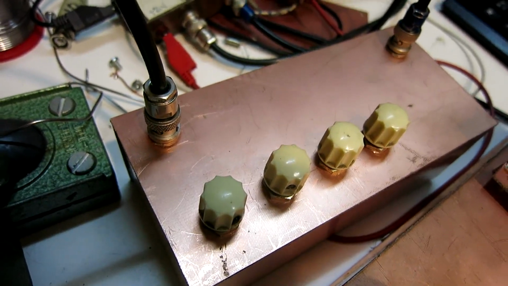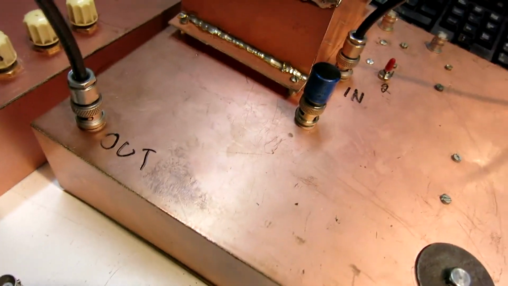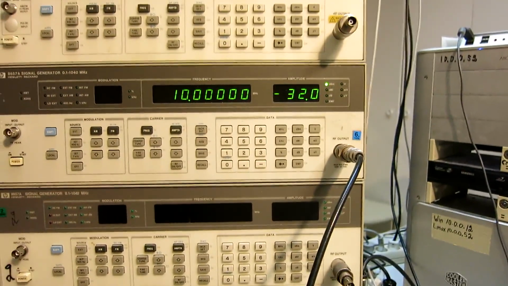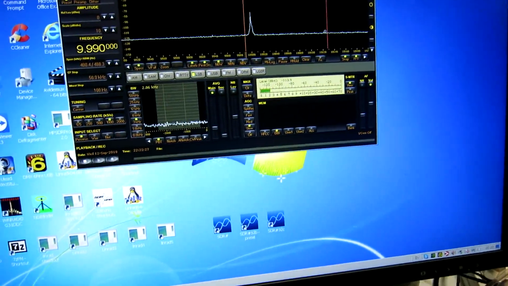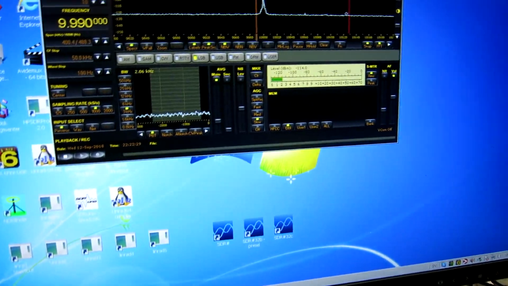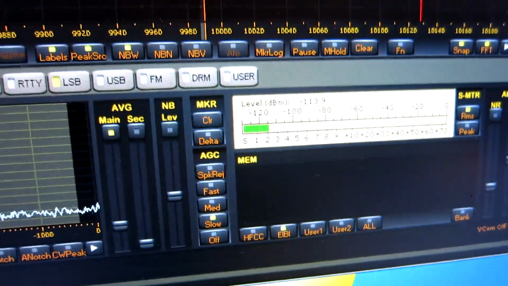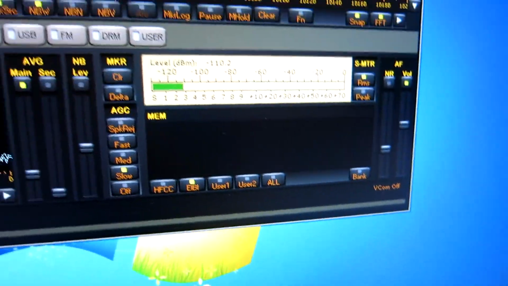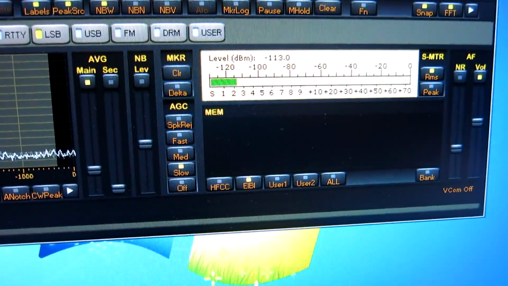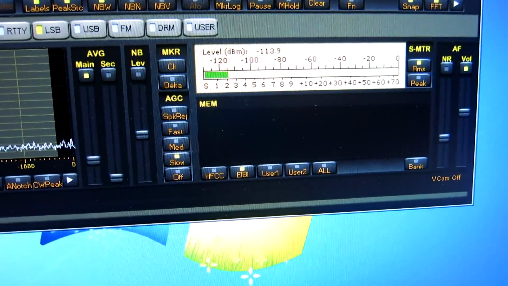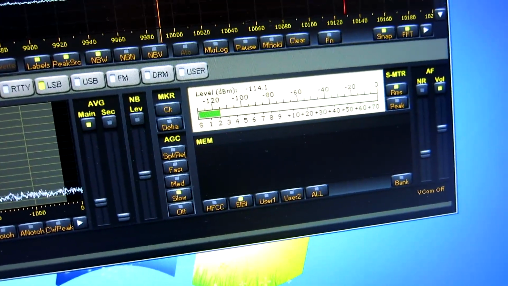This is a notch filter. I inserted it between the tube amplifier and the low noise amplifier in front of the analyzer. Still running minus 32 dBm. And then with the signal on, I see minus 114 dBm, and I switch off the signal. And I still see minus 114 dBm.